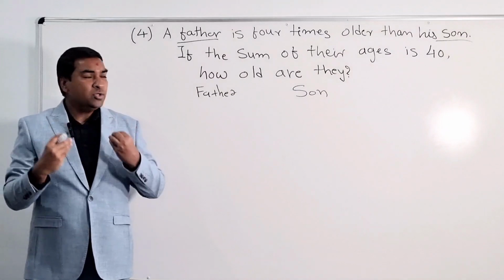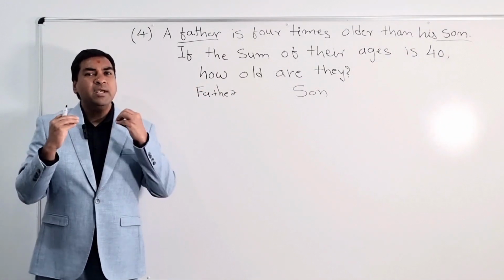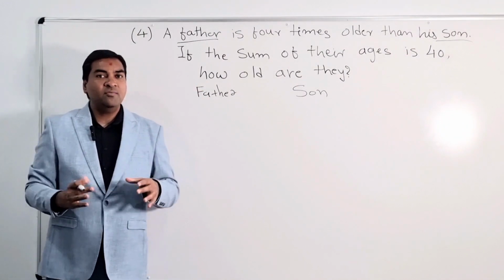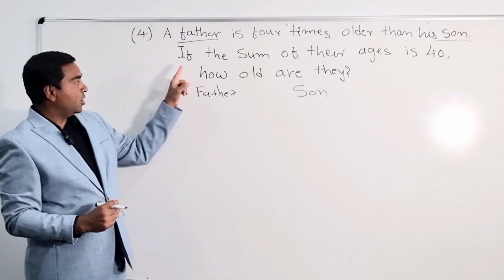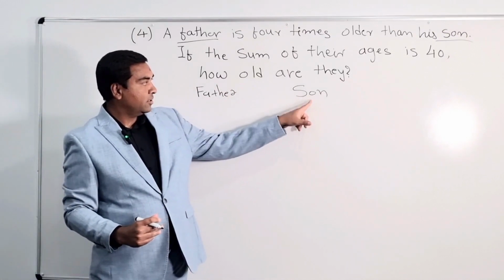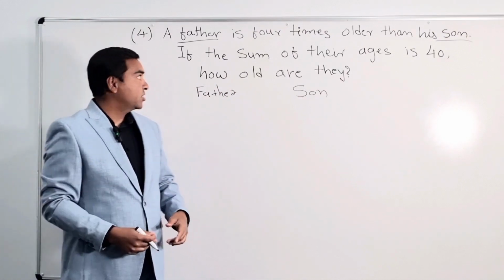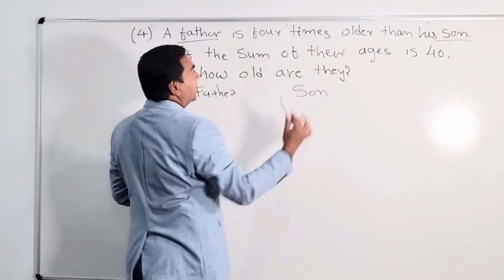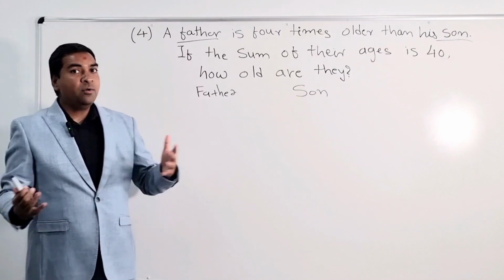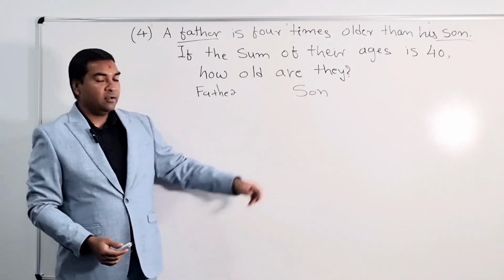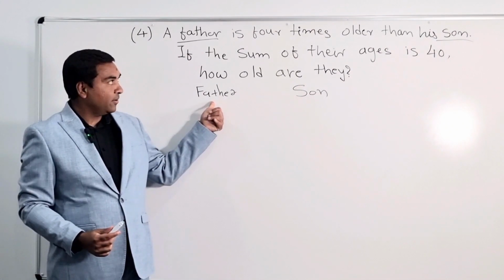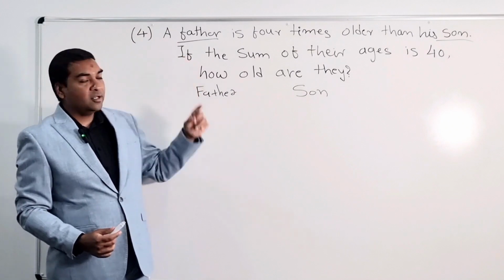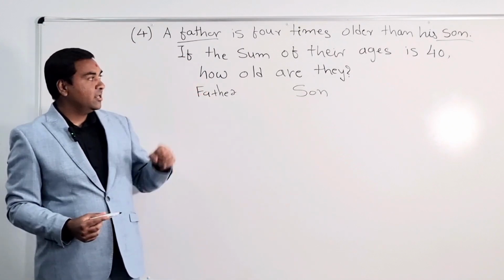So we are going to read the question, we'll interpret, we'll bifurcate the information into small pieces. So they're talking about father and son. Now we're going to make an equation. So they're saying a father is 4 times older than his son. We don't know how old the son is. We don't know how old the father is. What we know is father is 4 times older than his son.